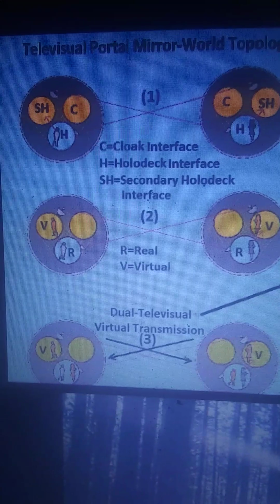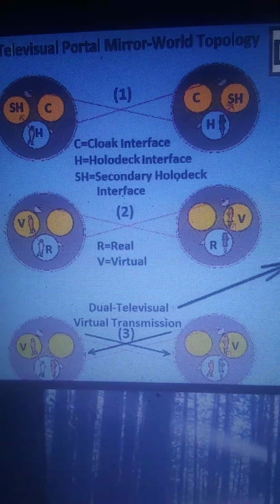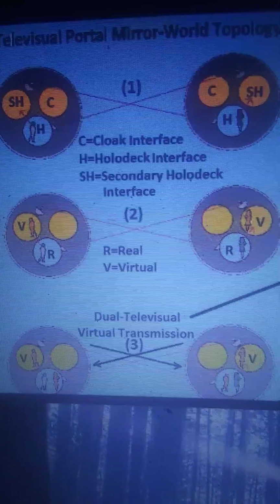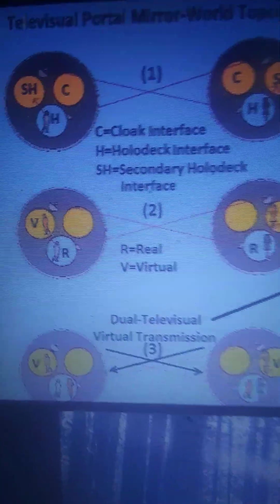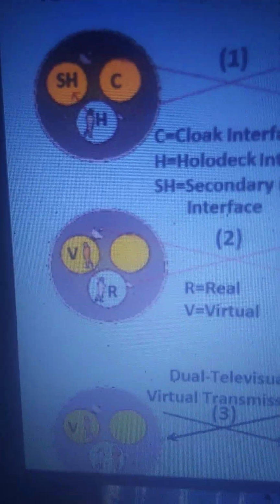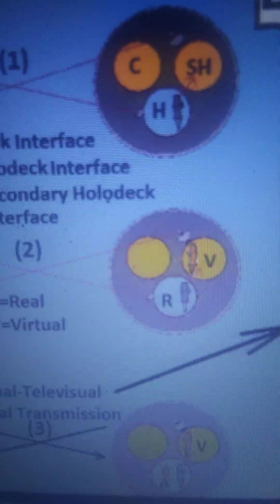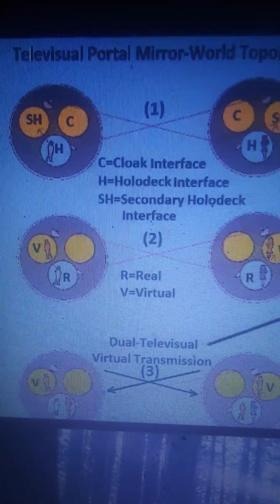This is called Dual-Televisual Telepresence, and this is televisual portal mirror world topology number one. These are two portals, by the way, and that one is Bob, and then this one is Alice.